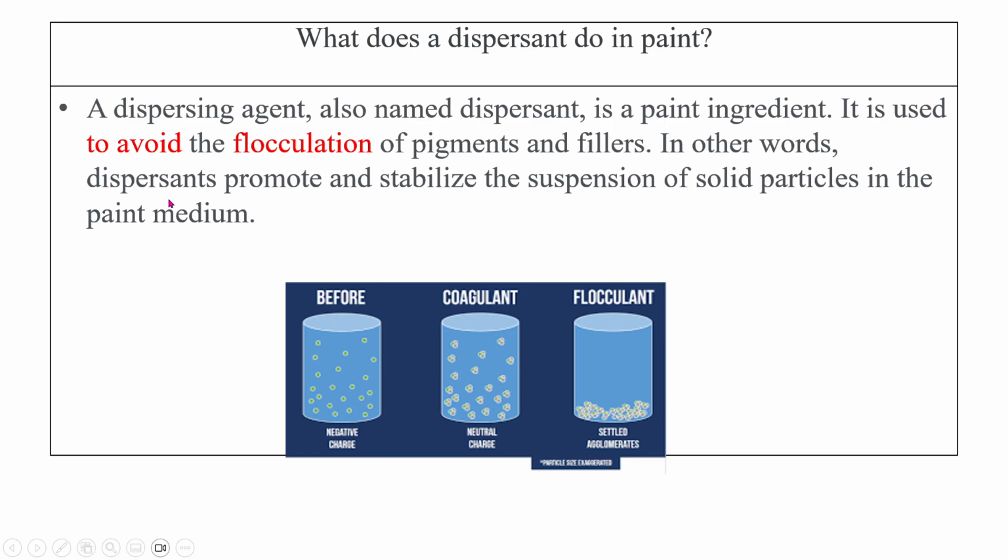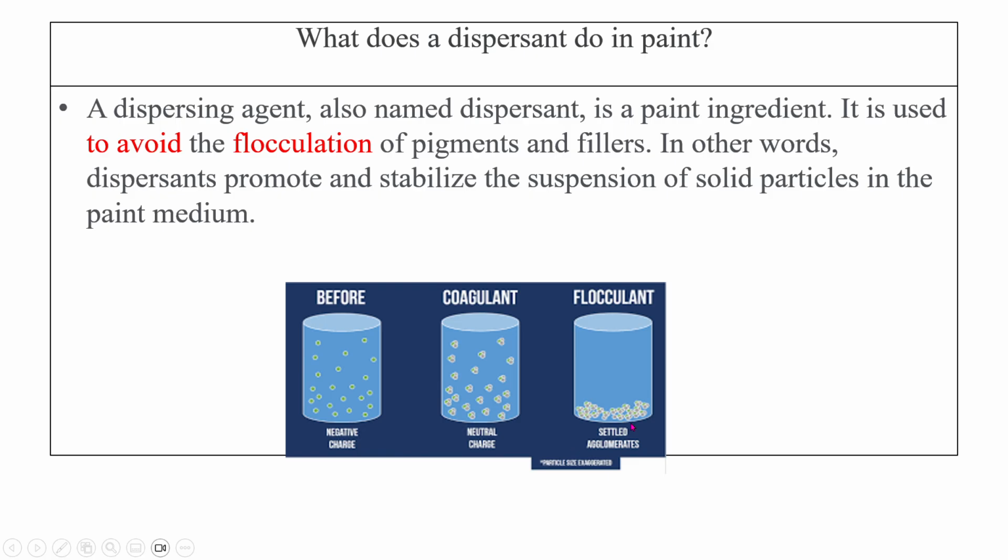The dispersant is used to avoid flocculation. What is flocculation? Before flocculation, you see the pigments are totally separated, evenly mixed with the solvent. Then this is the coagulant, which tries to settle the pigment down, and this is the flocculant, where the pigments are totally settled.